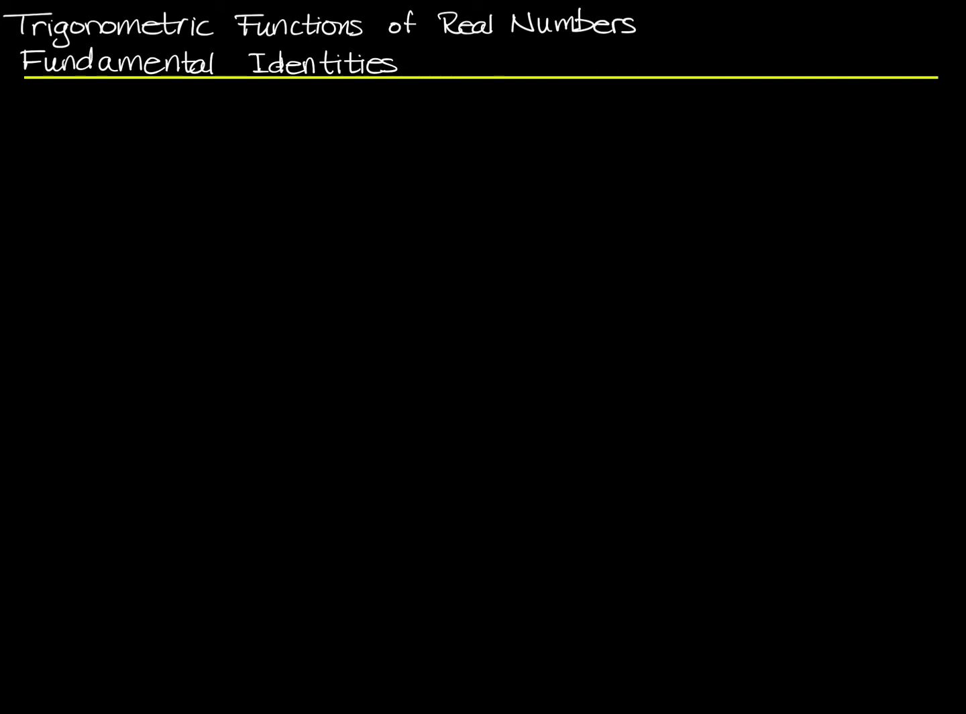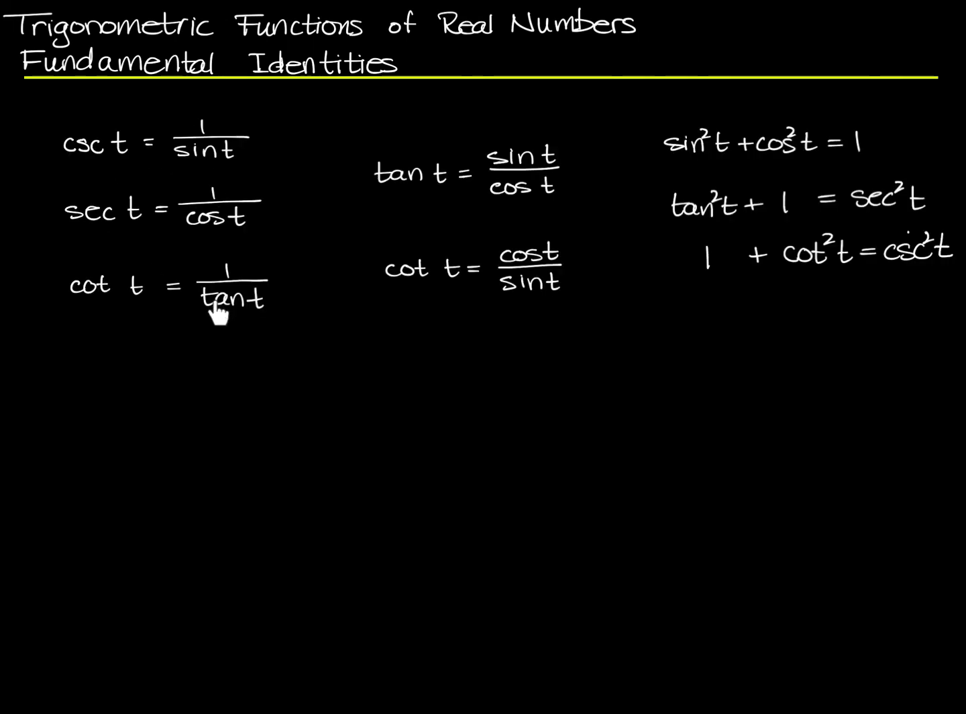The last topic or subsection in this section of the textbook is fundamental identities. But again, we've really done this. The only difference is that instead of calling the angle theta, I'm calling it t. Here are my reciprocal identities. Here are my Pythagorean identities. Replace t with theta and you have the same table. Okay, I've written it in a different order.